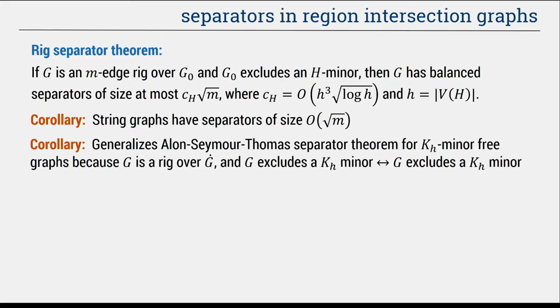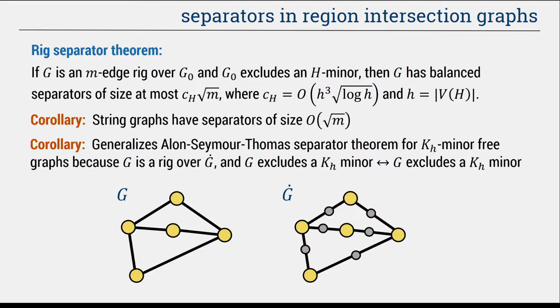And another thing it does, although maybe to speed things up we won't go through it, is this also generalizes the Alon-Seymour-Thomas theorem, just because every graph is a region intersection graph over the graph dot G, where you subdivide every edge into 2. So you replace a vertex by this region. Now G is an intersection graph over this graph, and these graphs basically exclude the same minors. So you get Alon-Seymour-Thomas as well.